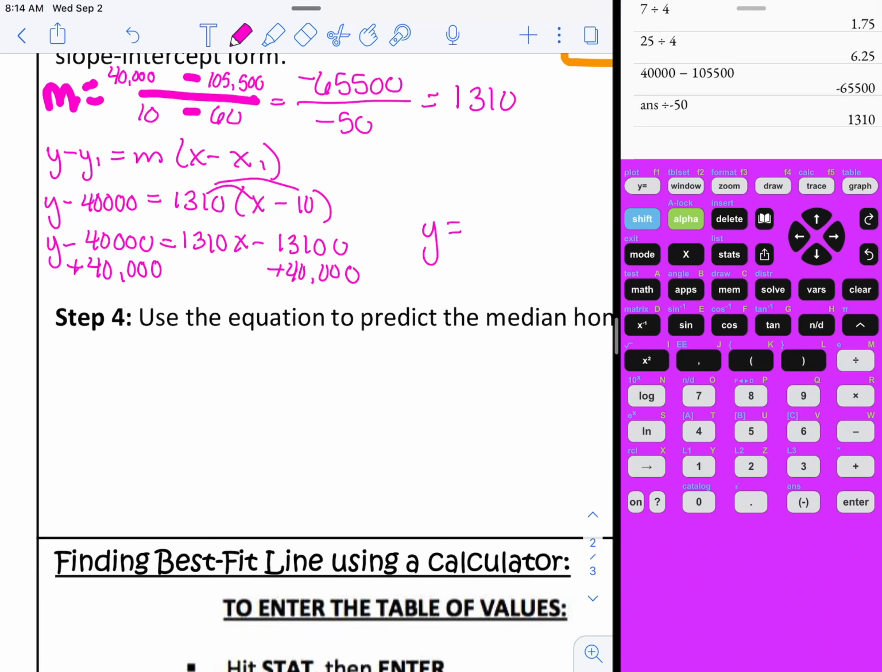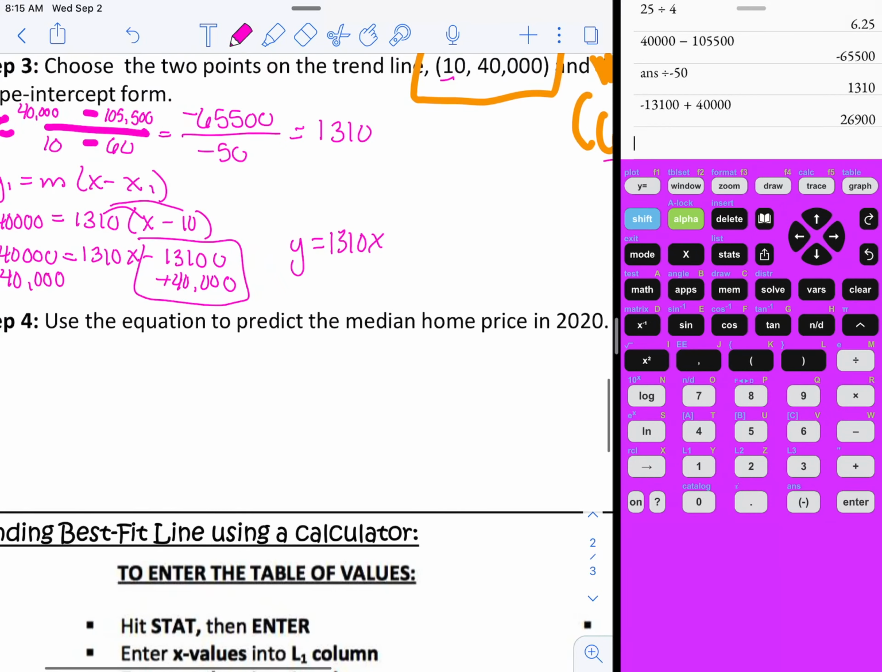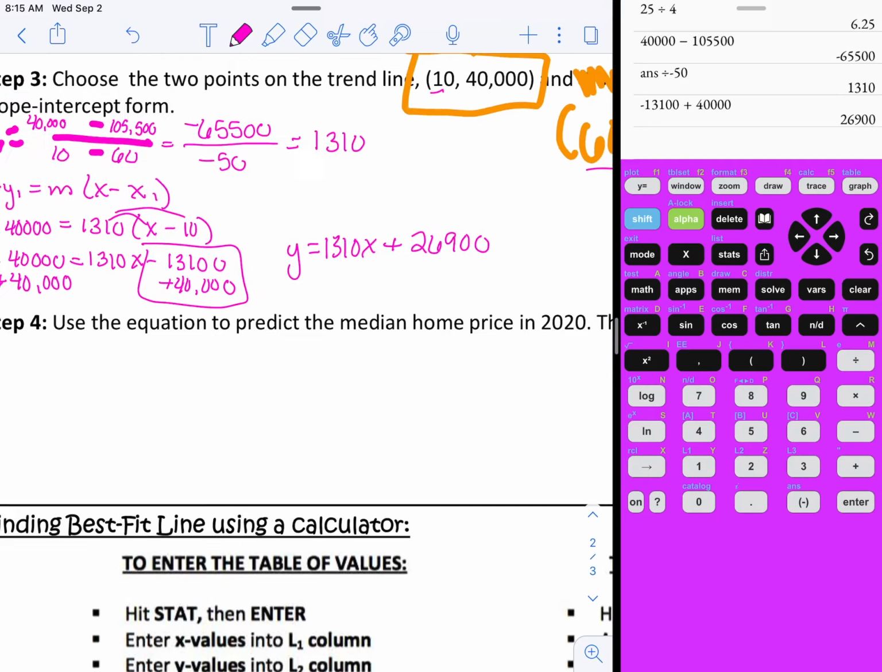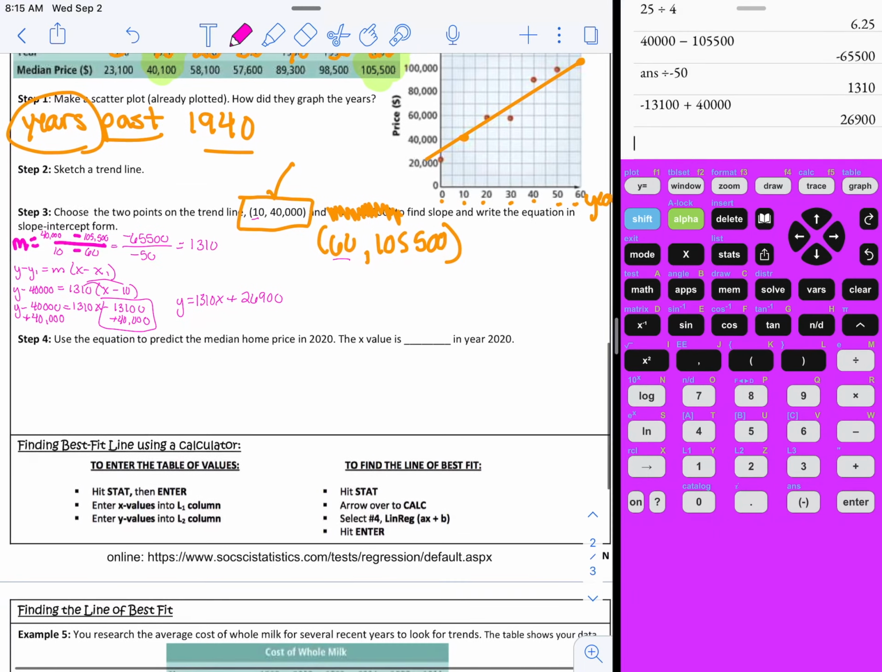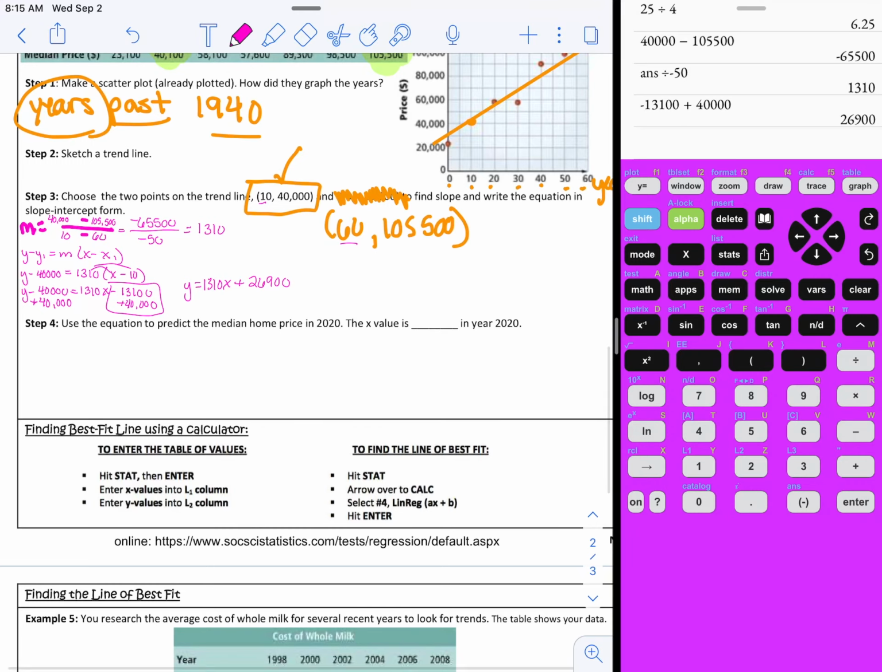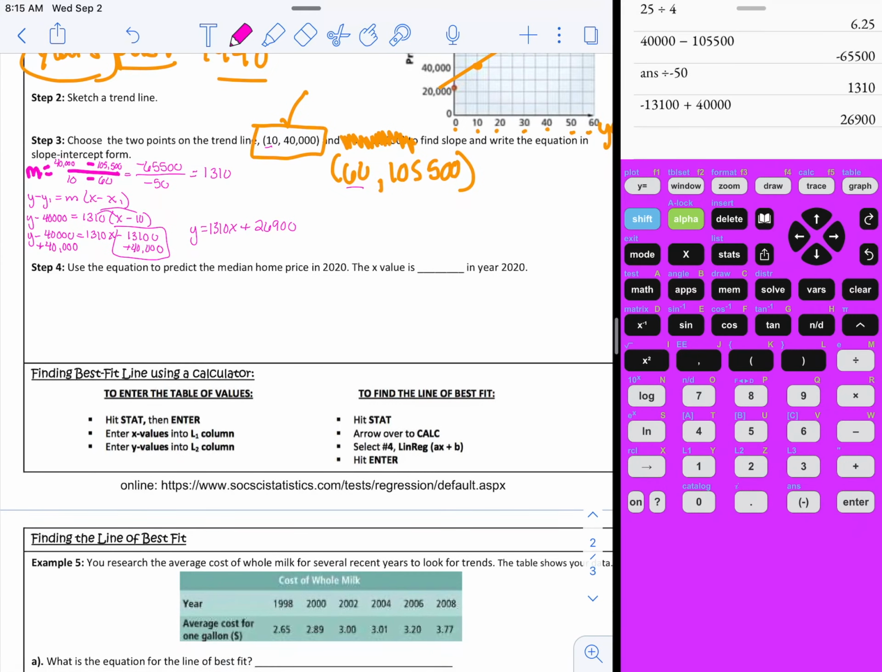And let's see what I get. y equals 1310x. And I just need to know what is negative 13,100 plus 40,000. So I just typed this in my calculator if you're wondering. So plus 26,900. And let me take a look. I think things look pretty darn good here. Yeah, I'm happy with everything so far. So this is the answer to part 3.